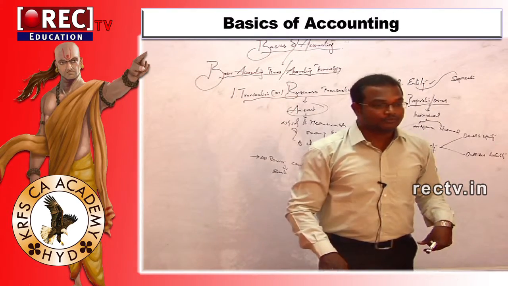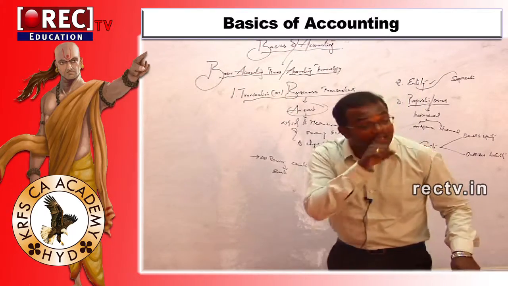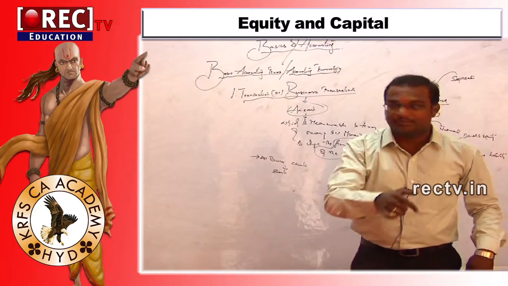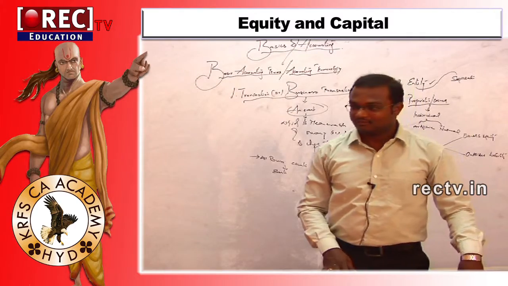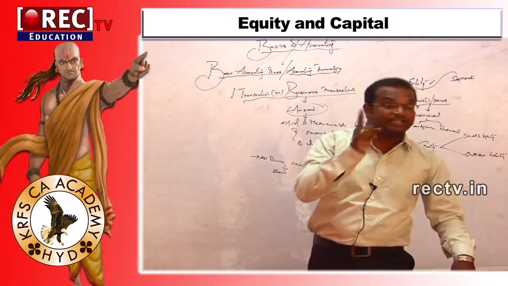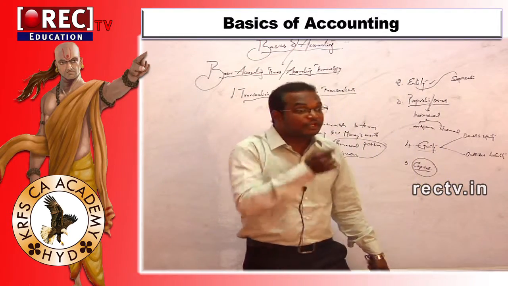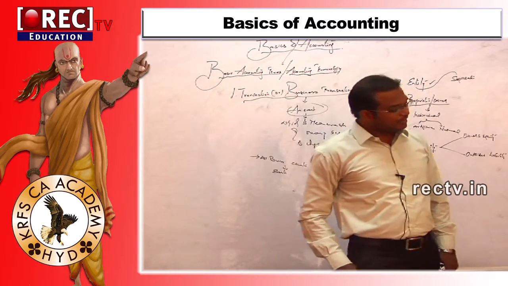Because of that reason only, I have put this amount under the head liabilities. Liabilities means yet to pay. We are going to define in detail what is meant by liabilities also. Why are we keeping it on the liability side, sir? Because it is yet to pay to the owners of the company.